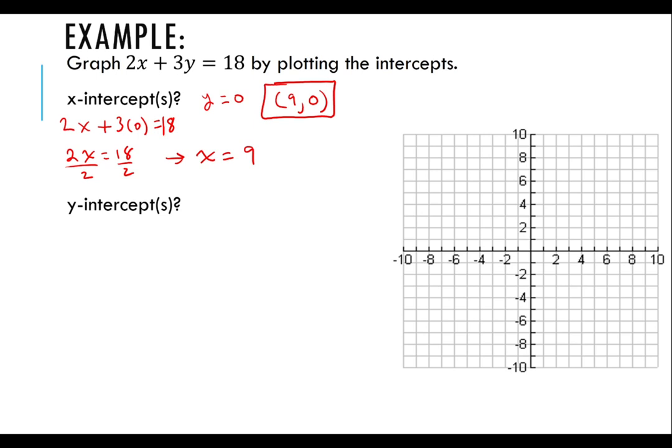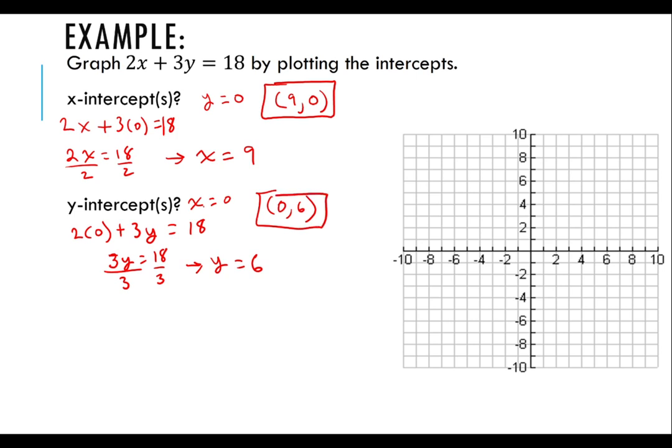Then to find the y-intercept, we act similarly, but it's going to be x is equal to 0. So we have 2 times 0 plus 3 times y is equal to 18. That is, 2 times 0 is 0, plus 3y is equal to 18. Divide by 3, divide by 3. y is equal to 6. But once again, the y-intercept is the ordered pair 0, 6, because we let x equal 0 and we found the y value that corresponds to that.